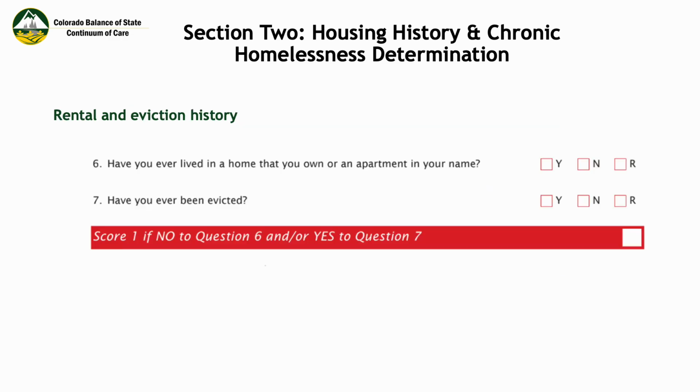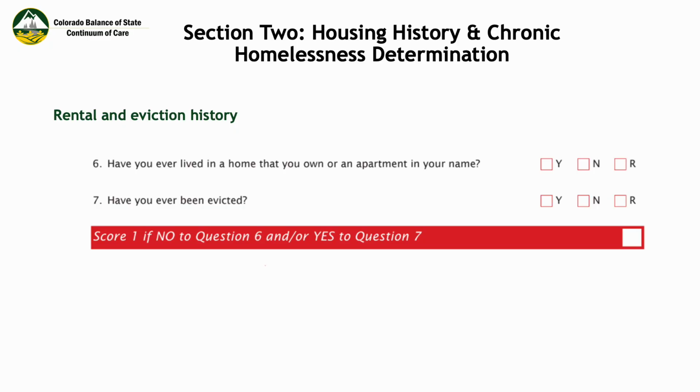Continuing on in Section 2, Housing History and Chronic Homelessness Determination, we'll look over questions 6 and 7 that ask about rental and eviction history. Question 6. Have you ever lived in a home that you own or an apartment in your name? Yes, no, or refused. Question 7. Have you ever been evicted? Yes, no, or refused.